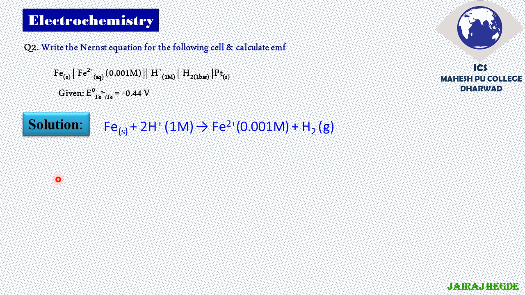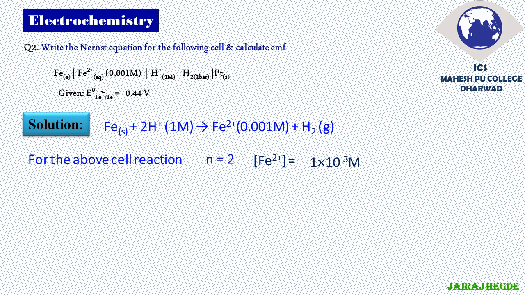What is exactly happening? Iron is undergoing oxidation, Fe is undergoing oxidation, and H plus is undergoing reduction. So Fe is forming Fe2 plus. There is a 2 electron change. That's why 2H plus should undergo reduction to form H2. Here the number of electrons changed during the reaction is 2. For this reaction, n value is 2 and the concentration of Fe2 plus is 10 per minus 3 molar and H plus is 1 molar. That means it's a standard hydrogen electrode, SHE.